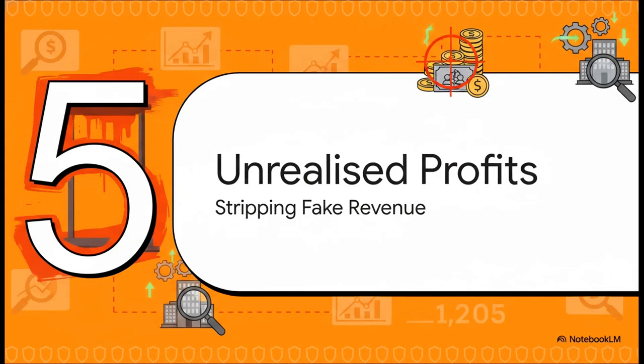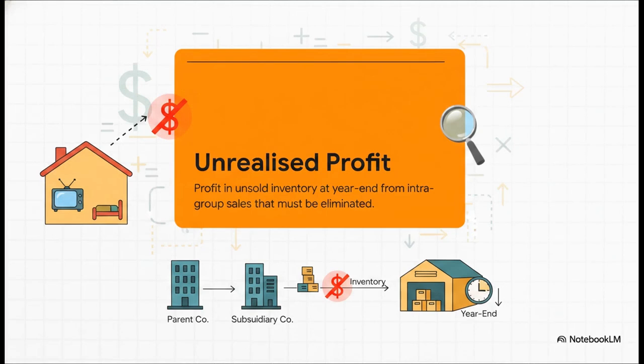Okay, final stretch. Section 5, Cleaning Up Unrealized Profits. We have finally reached the last coat of paint on our house, hunting down and eliminating hidden unrealized profits. This is absolutely crucial for getting the true value of the corporate empire. The golden rule of a single economic entity is that you cannot make a profit by selling things to yourself. I mean, think about it.